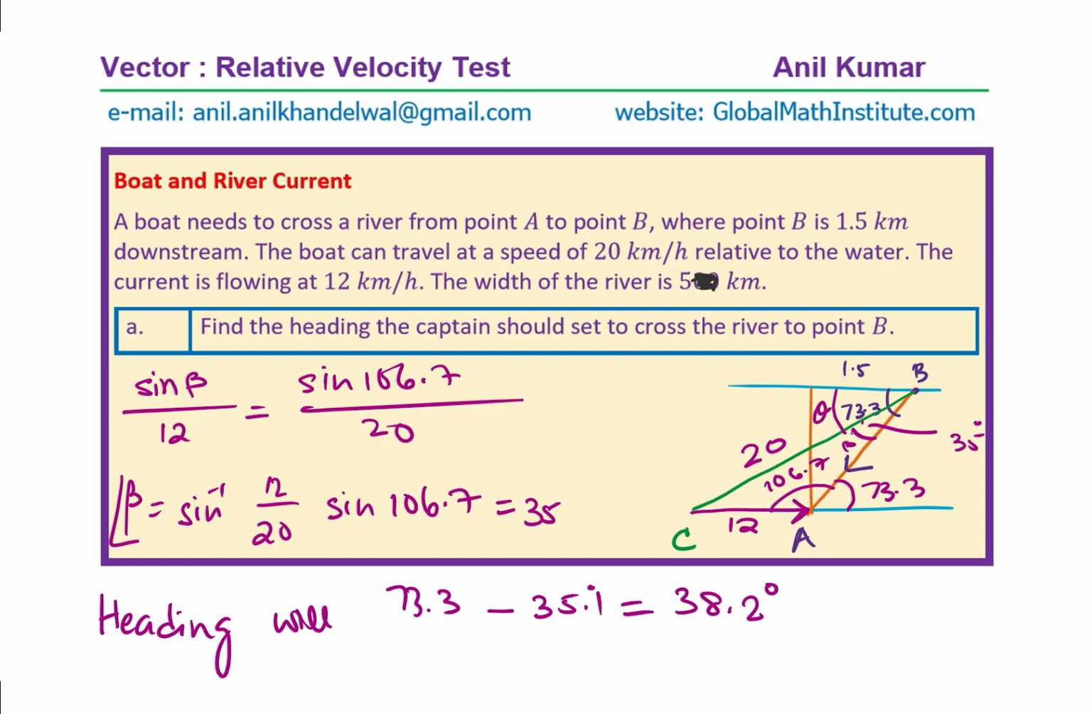So the captain should really head from B at an angle of 38.2 degrees as we just calculated. Is that clear to you? Correct? So that is how we are going to solve this question. I hope the concept is absolutely clear.